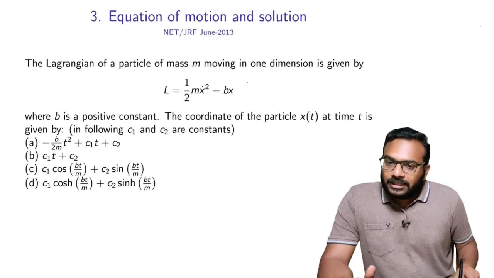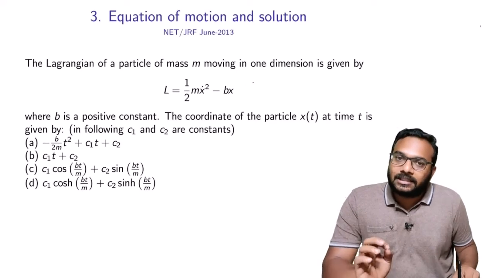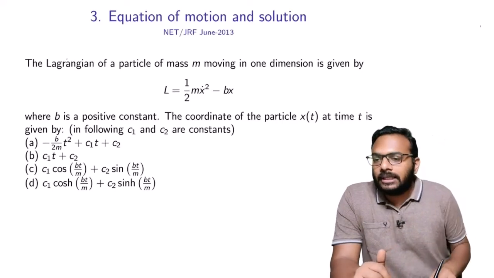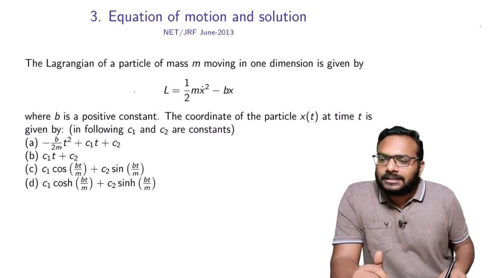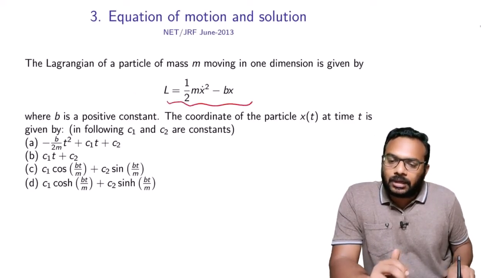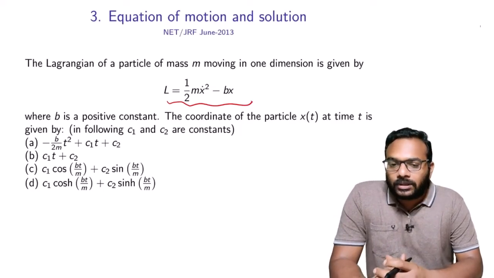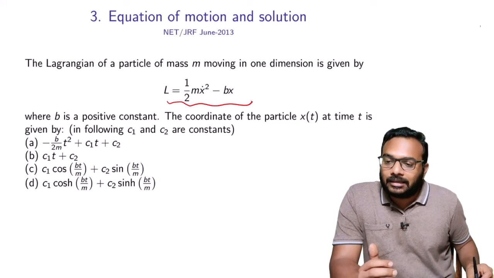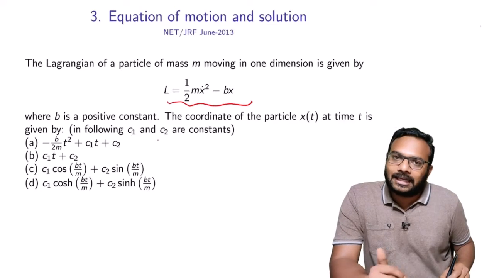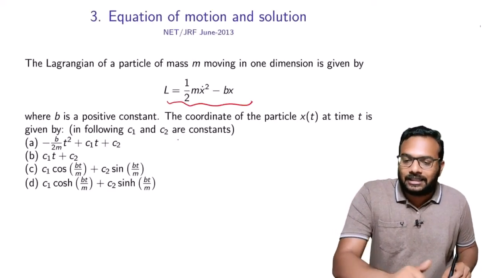It's a simple problem, but here we are asked to solve Lagrange's equation. We have to write the Lagrange's equation, which is a differential equation obeyed by the system, and we have to solve it. Here, the Lagrangian of a particle of mass m moving in one dimension is given by L equal to half m x dot square minus bx, where b is a positive constant. The coordinate of the particle x of t at time t is given by the following, where C1 and C2 are constants. So we have to write down the Lagrange's equation and then solve it. This is a simple problem, and we see how these things are done.